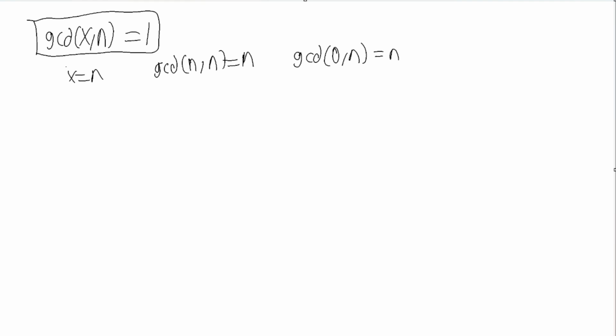So it makes sense to reduce to 1 ≤ x ≤ n−1. What happens if this GCD was equal to 1 for all of these x? Is there an n for which this is possible? And the answer is yes, and this is a very, very special type of number n, and you may know it as a prime number.